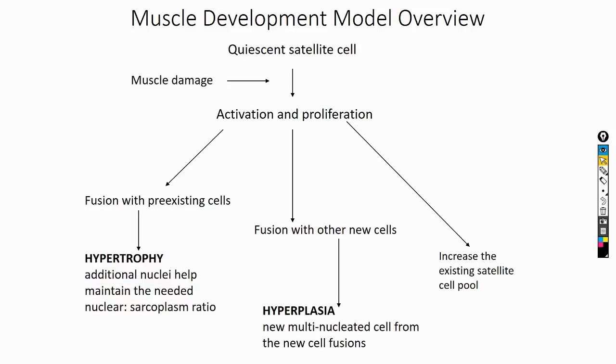Okay, so the other option is you make more satellite cells. Because at a certain point, if the satellite cells which are just there are being used for either hypertrophy or hyperplasia, then you would run out. So there's a certain percentage that as they become activated, they kind of just multiply.